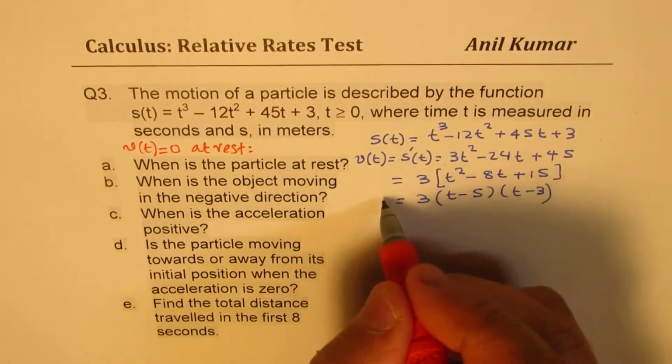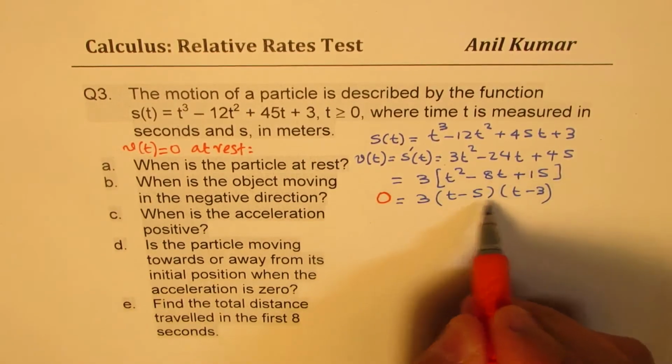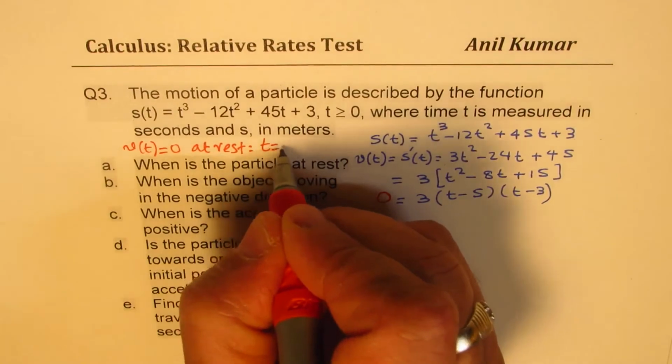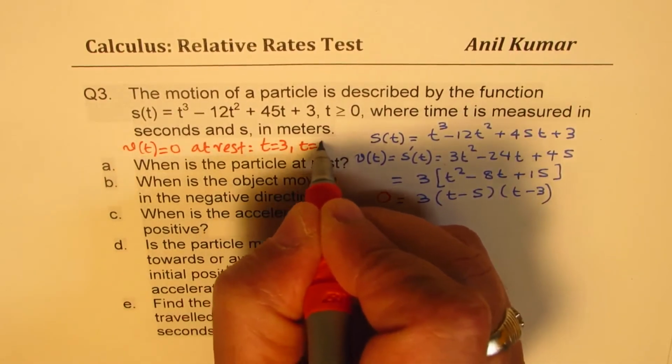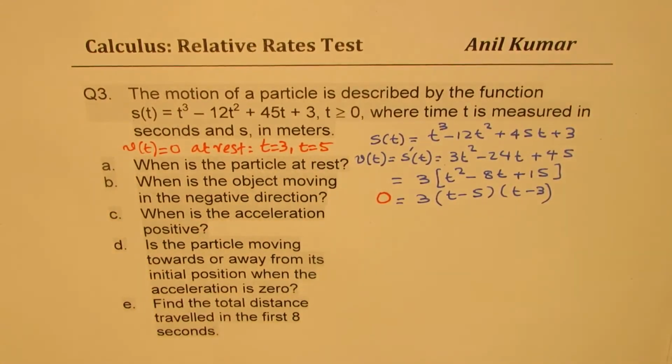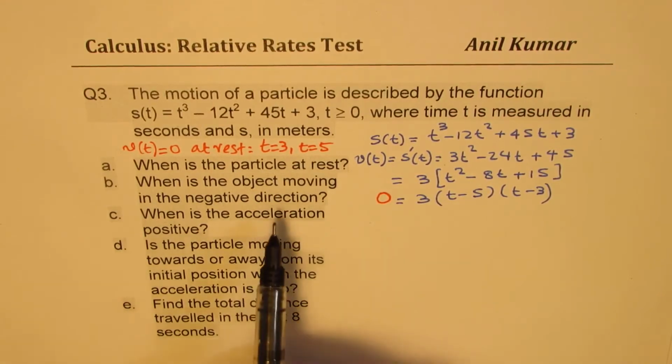And that gives you 2 positions. If I equate this to 0, t equals 3 and t equals 5. These are the 2 solutions. Perfect. Part B: when is the object moving in the negative direction?